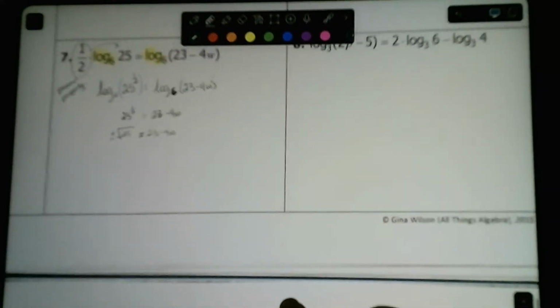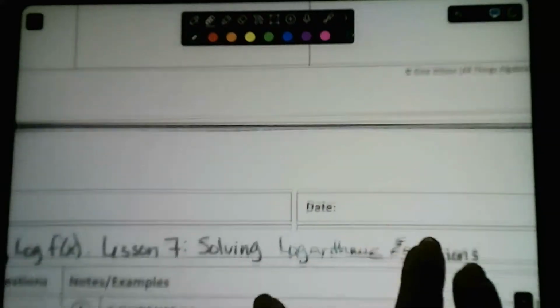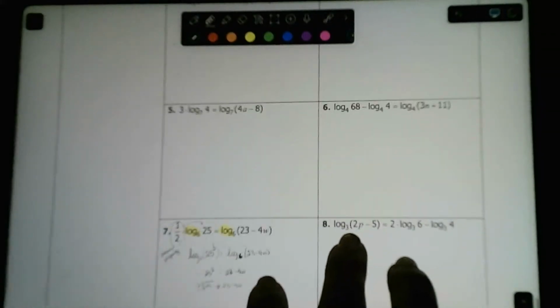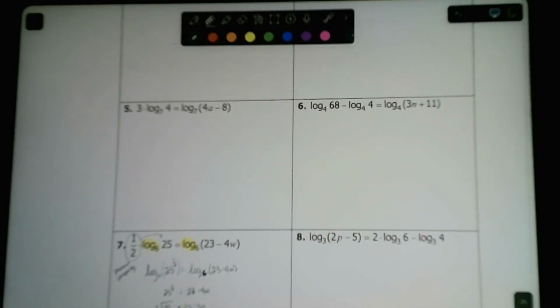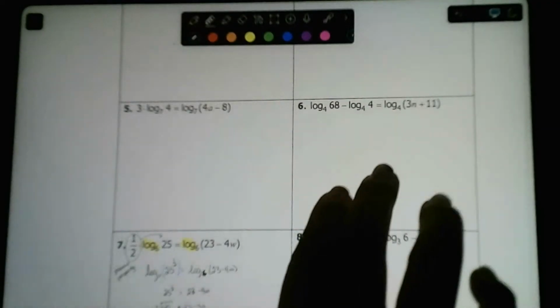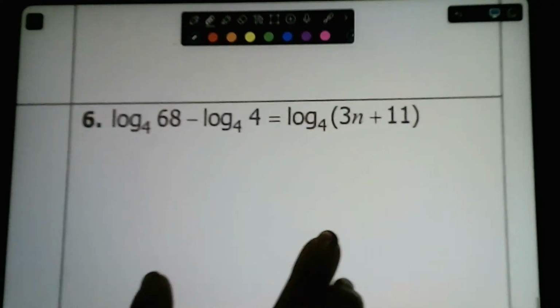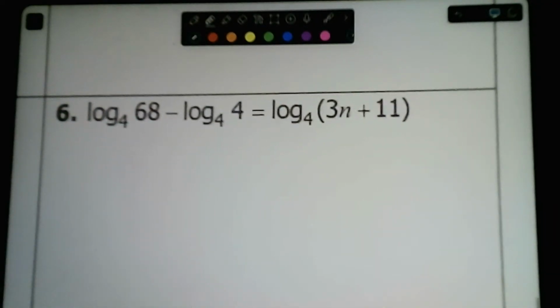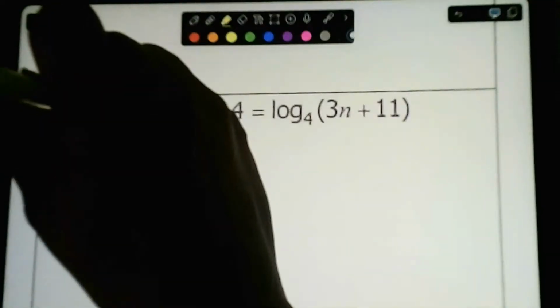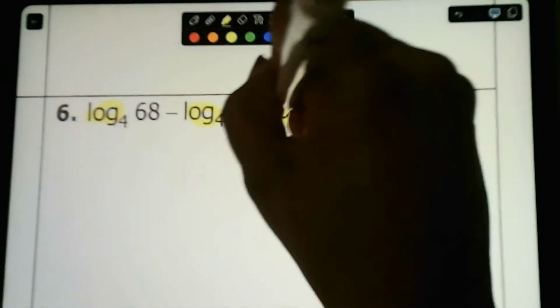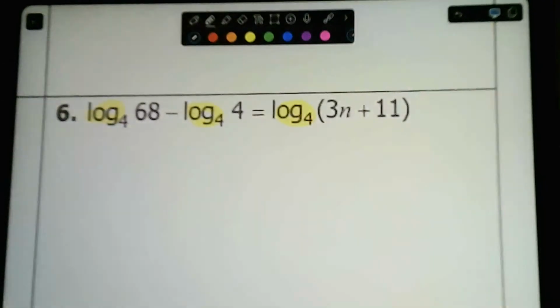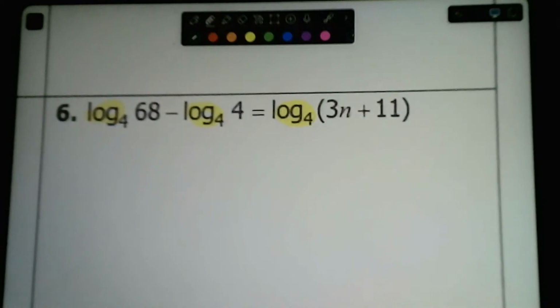Are there any others in this section that look particularly complicated that you would like me to work on? Or at least get you started. Number 6. Number 6 does look complicated because it has 1, 2, 3 different logarithms. One of the sides has 2 logarithms. We have to mush those 2 logarithms into one. We have to condense it.